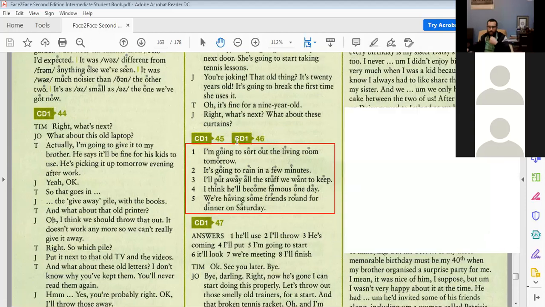So what's number one? I'm going to sort out the living room tomorrow. What is this? What do you think? I have a good idea to make it easy. Let's do it like a matching question, okay? So we have deciding at the moment of speaking. Okay, this is one of them.